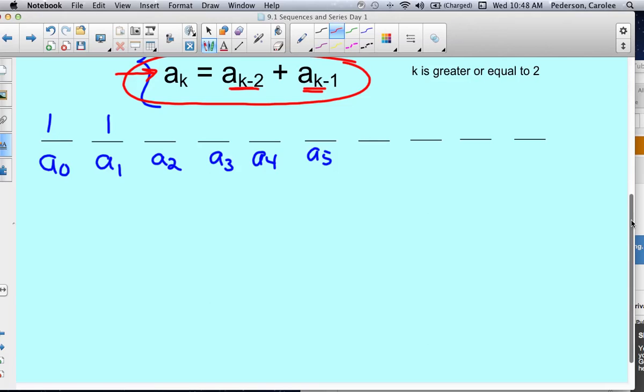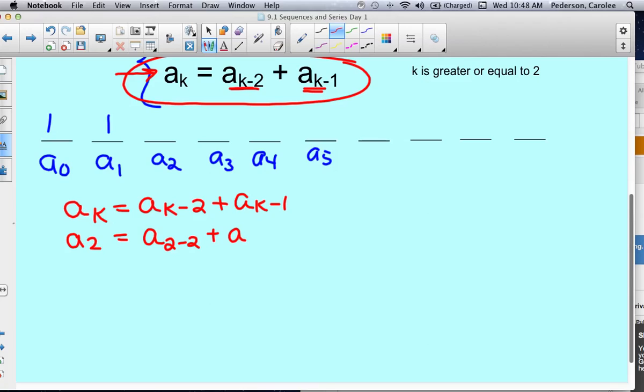So to find a sub 2, I'm just going to rewrite that formula again. A sub k equals a sub k minus 2 plus a sub k minus 1. So to find a sub 2, I replace the k with 2. So a sub 2 minus 2 plus a sub 2 minus 1. Now let's just simplify those subscript numbers. So a sub 2 minus 2 is a sub naught, plus a sub 2 minus 1 is a sub 1.